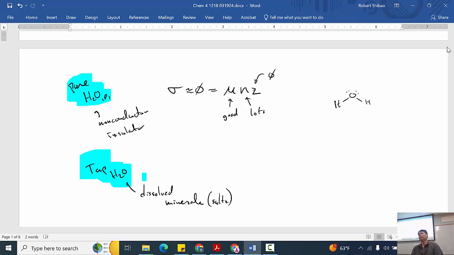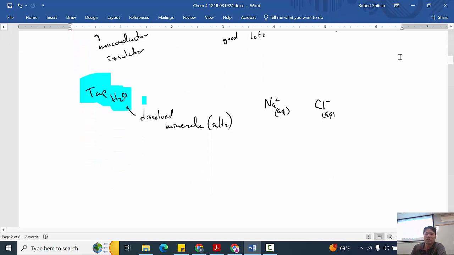I don't know what we can try to analyze our tap water to figure out what minerals there are, but for sure there's probably sodium ions in there. Aqueous means what? Dissolved in water, or solution. And we're going to have dissolved sodium ions and dissolved chloride ions, and those can conduct electricity. There could be other ones in there as well.